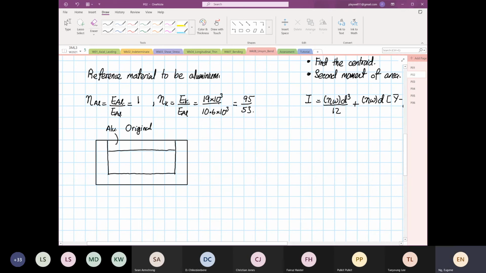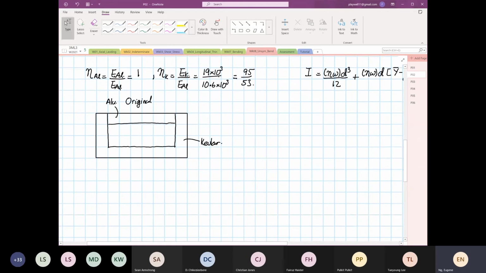This is made of Kevlar, right? So these are all made of Kevlar. Now, because we make aluminum our so-called reference material, we make our material. So aluminum did not change, right? 3, 6. Aluminum did not change at all.